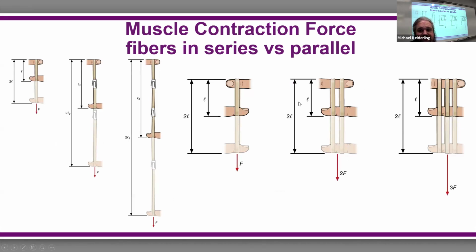So the muscle contractive force: for fibers in series, the force doesn't increase, but the length change possible does. For fibers in parallel, the force does increase, but the length change possible does not. So if you need more length change, you need fibers in series, or longer fibers. But you don't get any more force from longer fibers. If you need more force, you need more muscles in parallel.